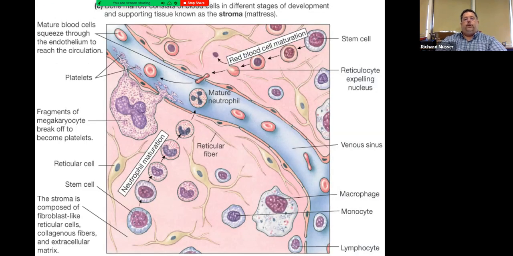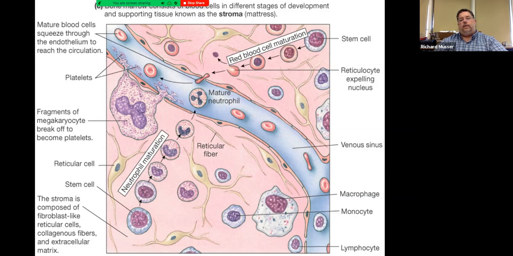Here's a picture showing you the blood cells forming in the bone marrow. And so you can see your neutrophils being formed and matured, and then ultimately going into the blood. You can see the megakaryocyte on the upper left side. You can see it has extensions, almost looks like the blob. It says fragments of megakaryocytes break off to become platelets in the blood. Again, that's important for blood clotting.